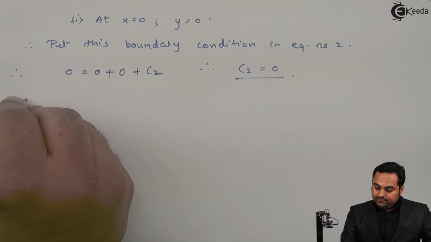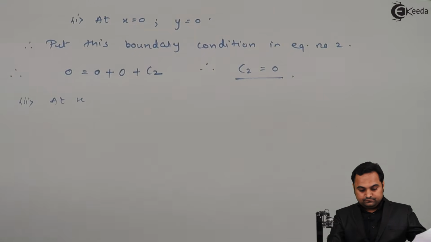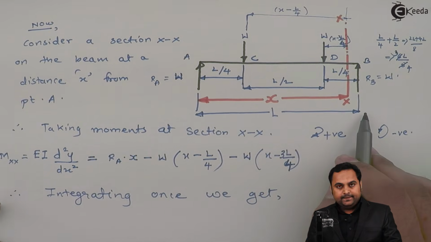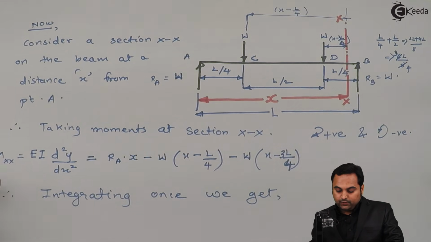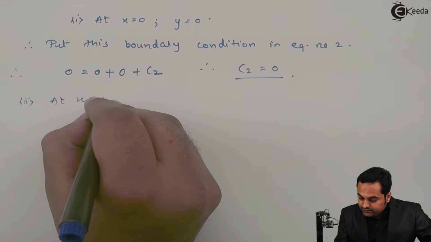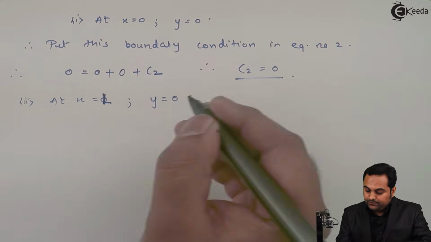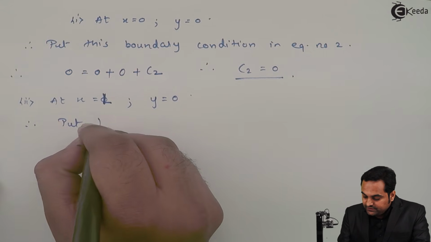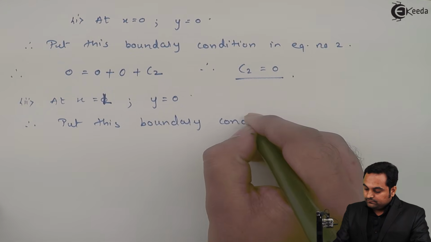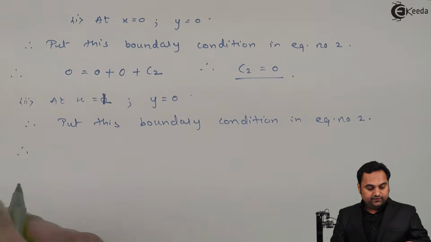Now I'll apply the second boundary condition, that is when x is equal to capital L, here also the deflection y is 0. So at x equal to capital L, y is equal to 0. Therefore, put this boundary condition in equation number 2.